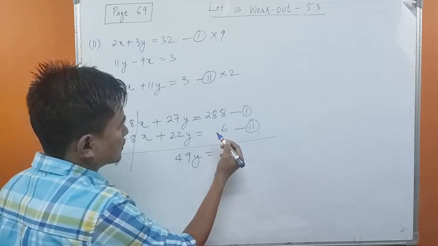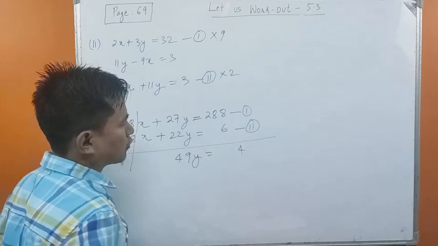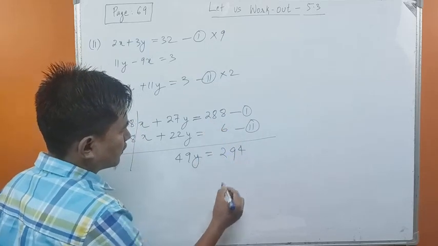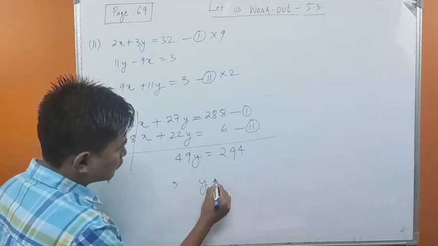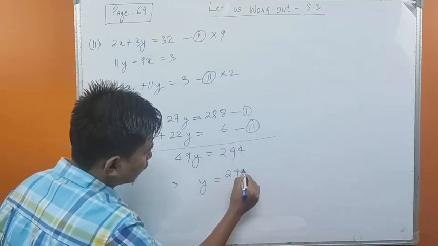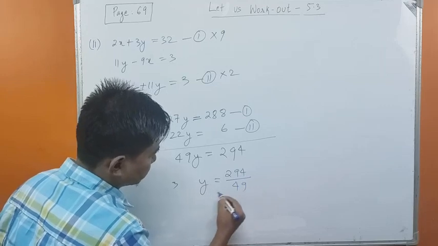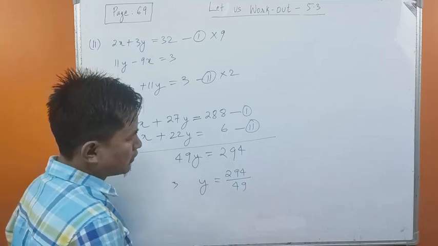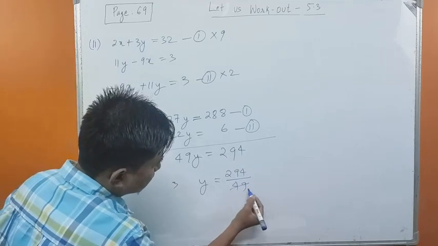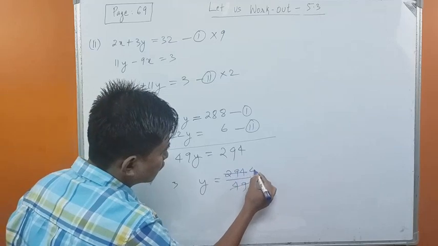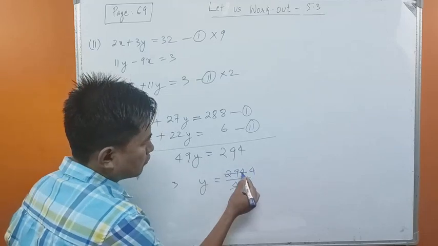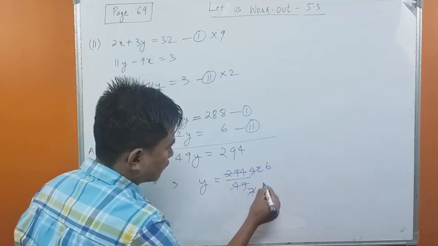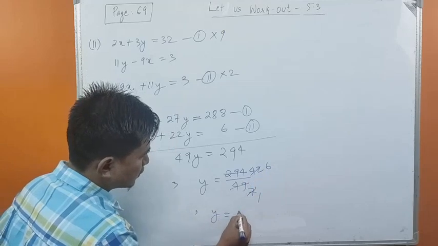Now 288 plus 6. 8 plus 6 is 14, 4, 1 in hand. 8 plus 1 is 9. This 2 we bring down as it is. Or y equals 294 divided by 49, isn't it? So can we cancel this with 7? Yes, 7 7s are 49. 7 4s are 28, 29, 1 in hand. 7 2s are 14. Okay. Now 7 1s are 7, 7 6s are 42. So we got y equal to 6, isn't it?